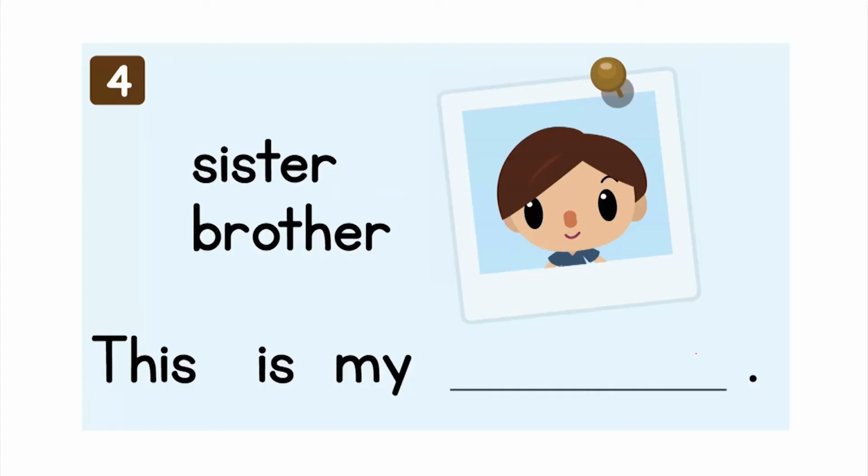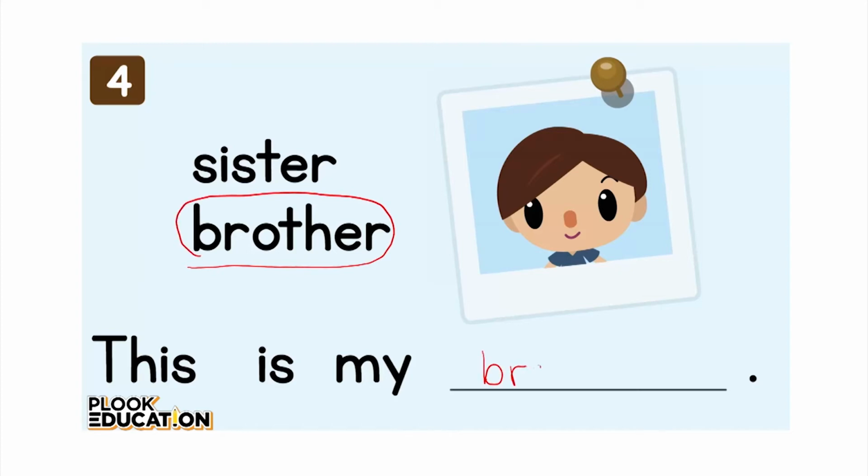Good job. Next, who is this? Brother. It starts with a B. Yes. Then an R. Yes. Then an O-T-H-E-R. Yes. Perfect. Brother. This is my brother.